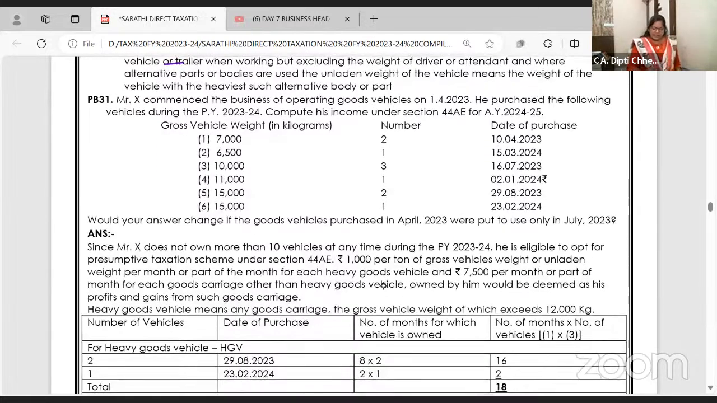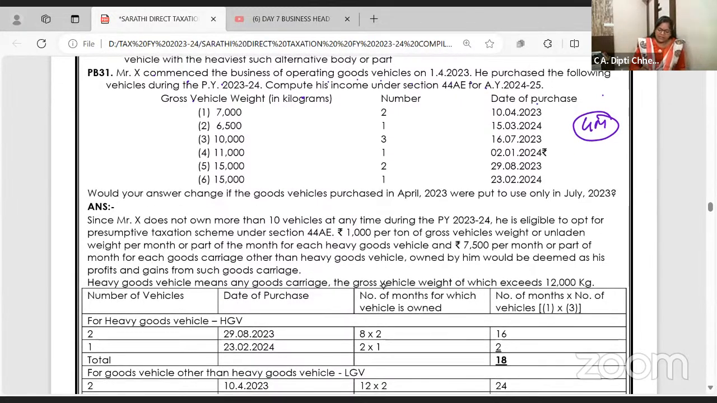Yeah, right. Now see how we are going to work this problem. It's super duper easy and scoring for 4 marks. In exam, if something is very technical in 50 marks DT paper, something is going to be very easy which you have seen and same problem will come. So let us do this. Mr. X commenced the business of operating vehicle on 1st April. He purchased following vehicles. Compute his income.